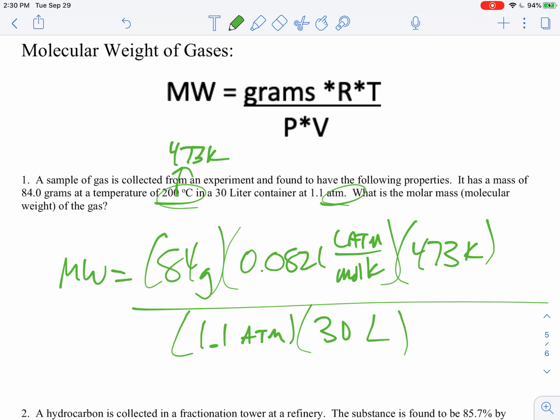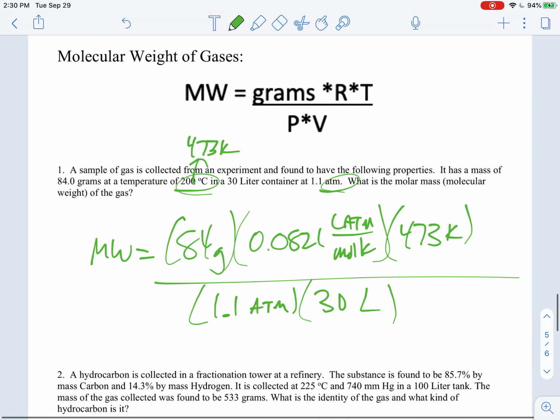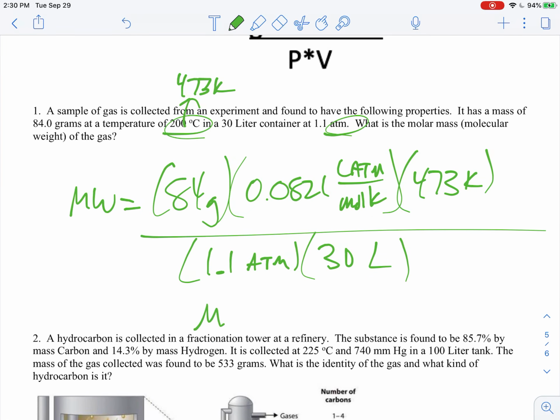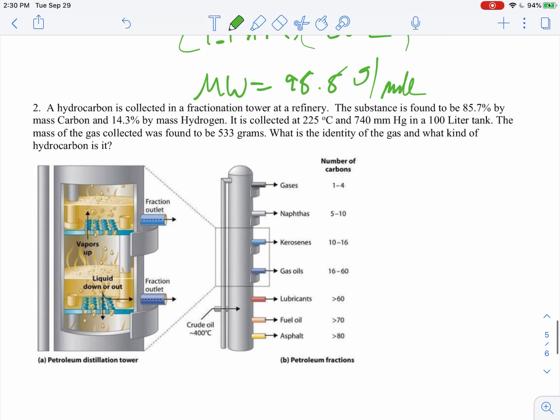So this is not hard. This is plug and chug once you know how to manipulate the equation to get what you want. So that's 84 times 0.0821 times 473 divided by that, and that gets me a molar weight of about 98.8 grams per mole for the molar weight. Last one.